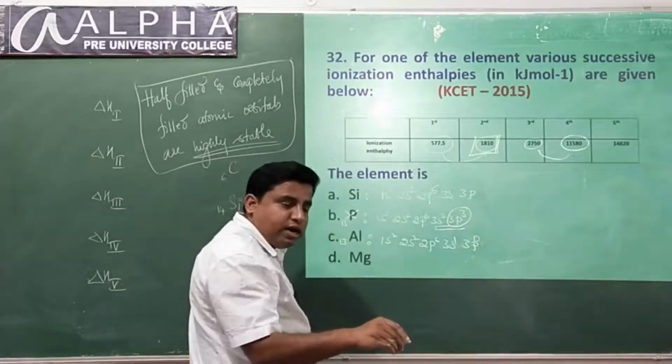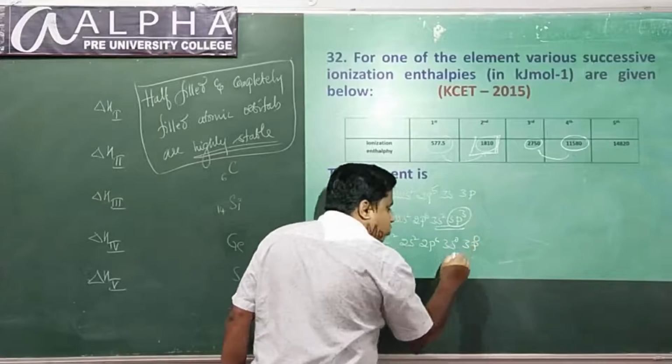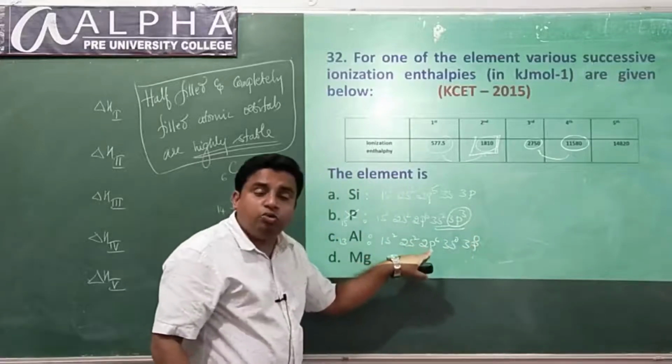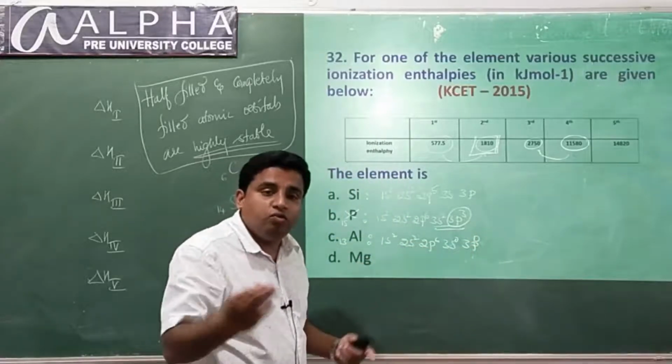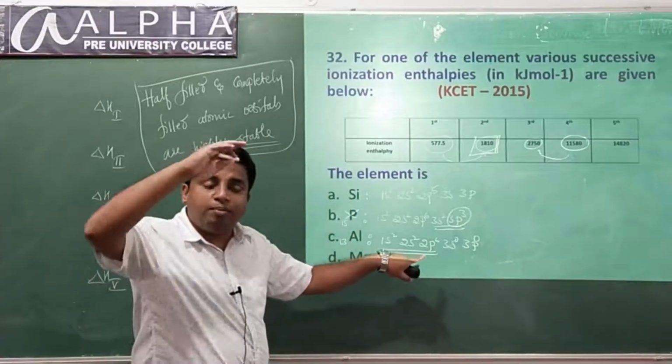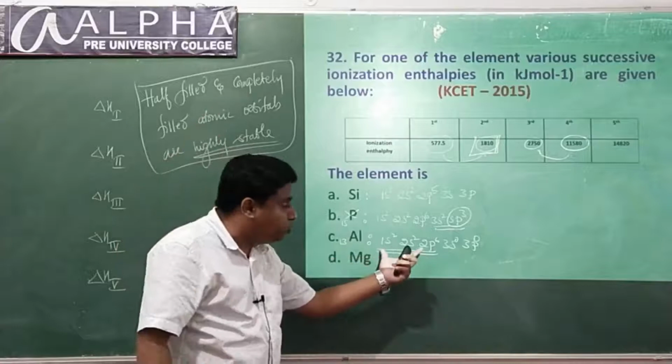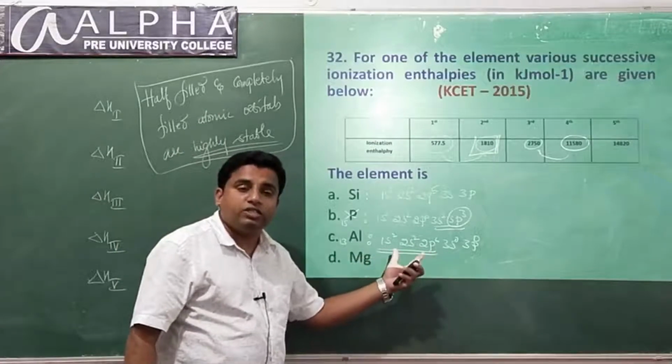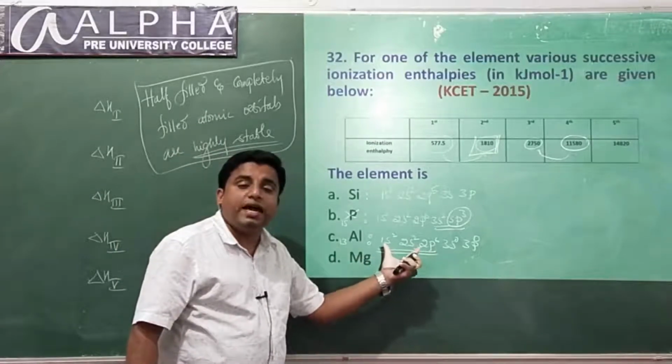Let us remove the third electron. Yes, I can remove the third electron also. But in order to remove the fourth electron, from where do I have to remove it? I have to remove the fourth electron from a highly stable configuration. Don't you think it's a noble gas configuration? Yes, it is a noble gas configuration.